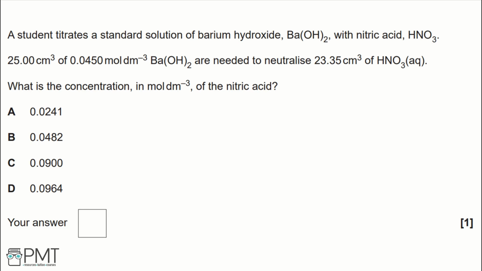A. 0.0241, B. 0.0482, C. 0.0900, or D. 0.0964.